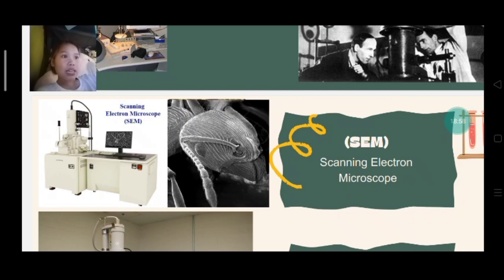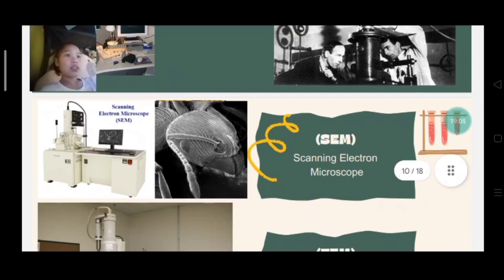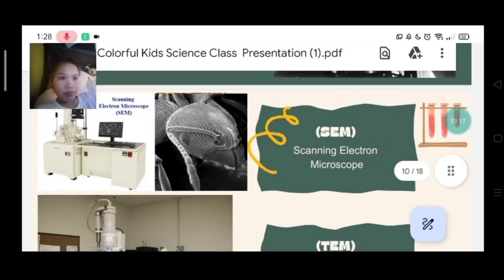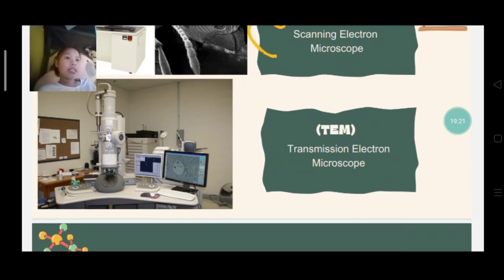The scanning transmission electron microscope, STEM, is similar to SEM with a scanned electron probe, but with thick samples. And the other one is the TEM, the transmission electron microscope, where electrons go through a thin sample.